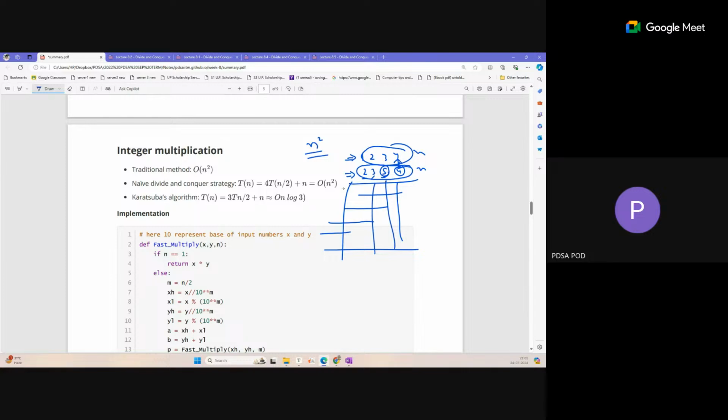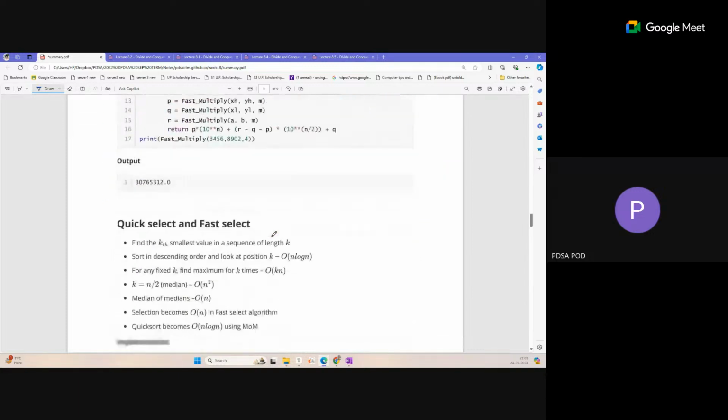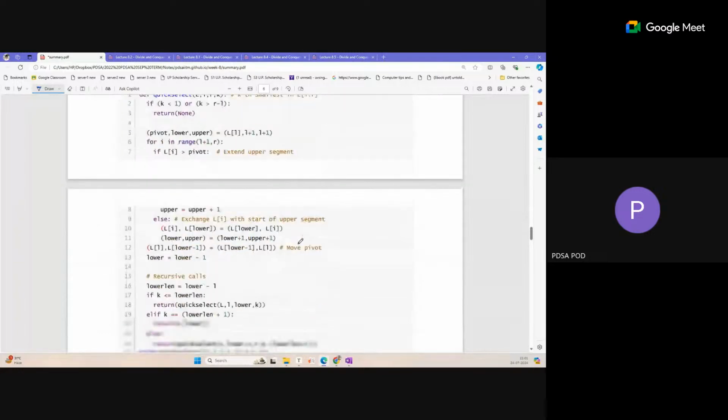So this is the traditional method that we follow for multiplication, which is order of n square. Some improved methods are also given, but still we get order of n square by that method. After that, the final method discussed in the lecture is the Karatsuba algorithm. By that algorithm, we are getting better complexity. So this is not the correct one here. Actually, I think some representation issue is there.